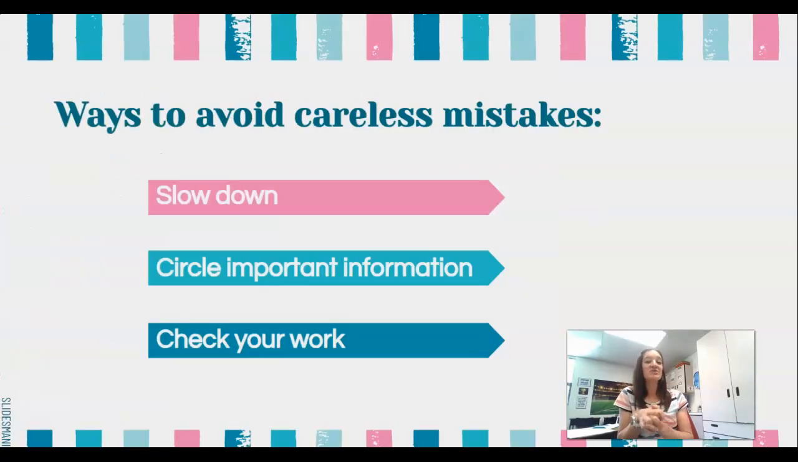So what do you do to avoid careless mistakes? Very, very simple things. Biggest thing you can do is just slow down. Okay, check your work. Make sure you wrote the numbers correctly. Okay, circle important information so you don't forget to do that important step. Okay, so that's careless mistakes.